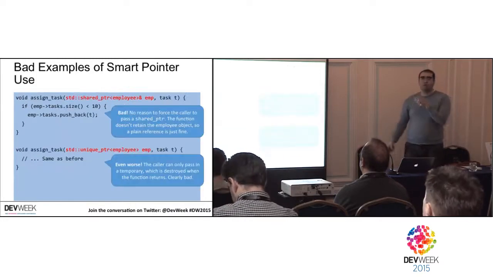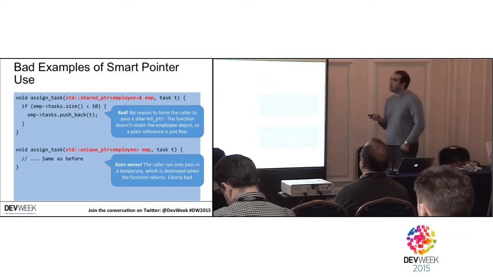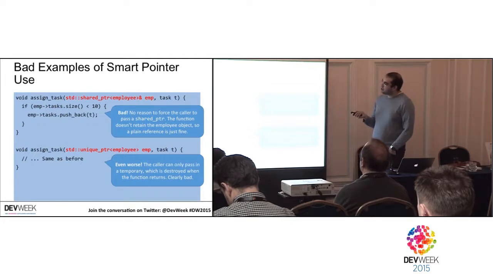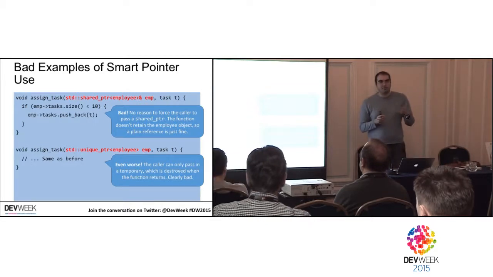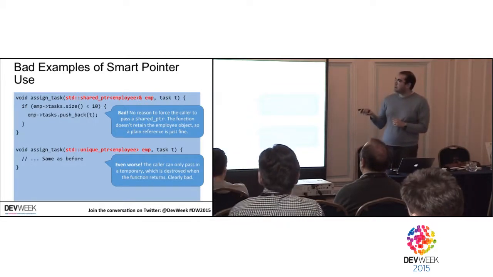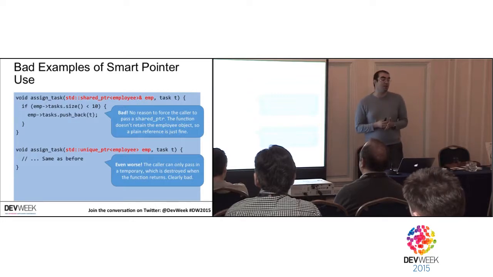Here are two bad, horrible examples. Assign task takes a reference to a shared pointer to an employee and a task, and it's supposed to assign the task to the employee. So it checks, does the employee have less than 10 tasks? Oh, great, let's add another task. Okay.